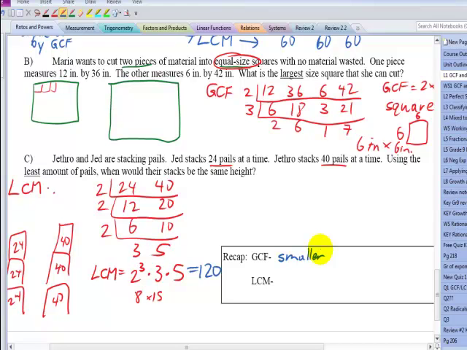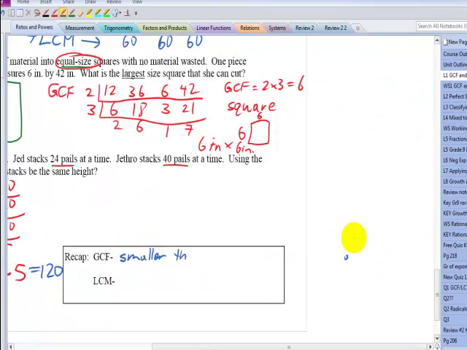Recap, GCF is smaller than the starting number. And the LCM is larger than the starting number. It's like they're opposite of their names, right? But it's the word multiple and factor which helps tell which one is which.